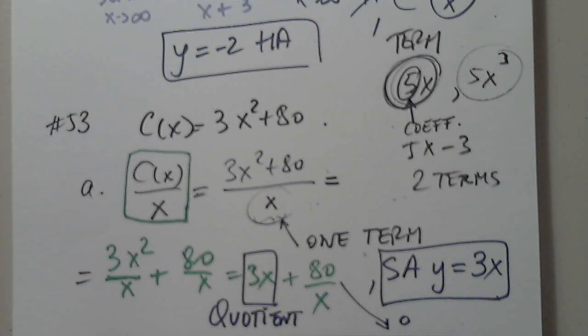Close the parenthesis. And yes, now we can divide just by x because x is one term. I don't have to put any parentheses. And the slant asymptote has to be 3x. I should adjust the viewing window, but I'm going to leave it alone only because I'm just going to use the standard viewing window and see what happens.